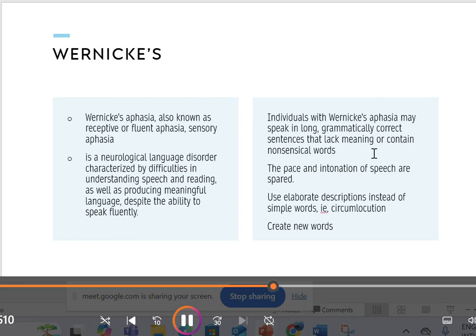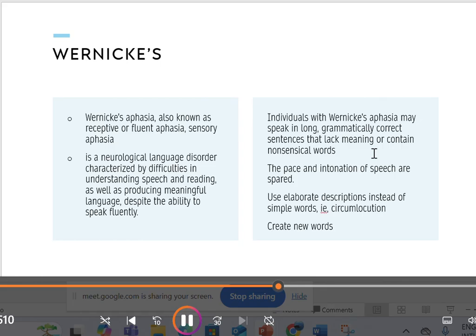So an individual with Wernicke's aphasia may speak long, grammatically correct sentences, but that lack what? Meaning. Long sentences, he may talk and talk and talk, but that would not have what? Meaning in it. They contain nonsensical words. It will sound like a word, but it may not be a word of that language. That is known as nonsensical language. The pace and intonation of speech are spared, properly, like how an English person will speak, he is speaking.